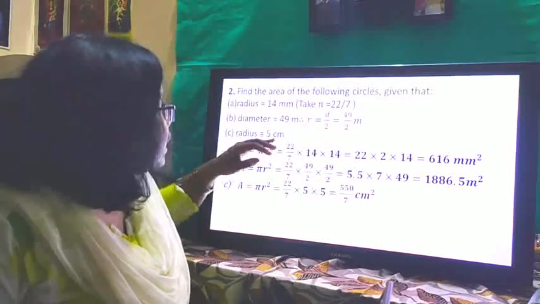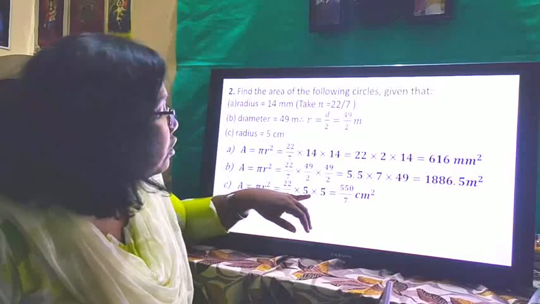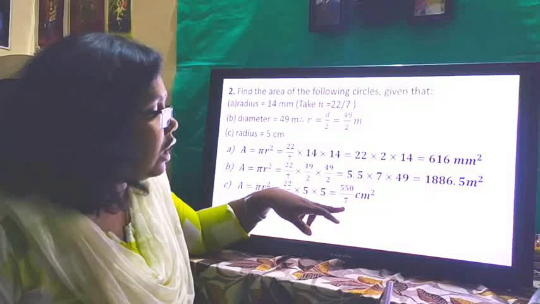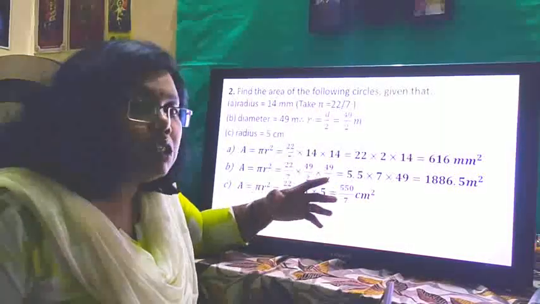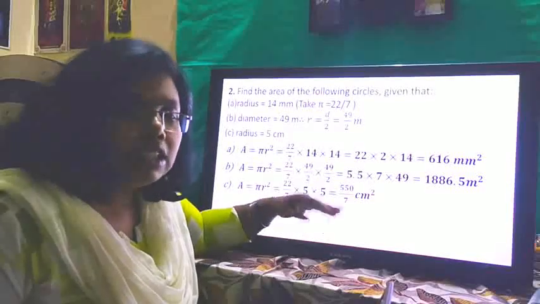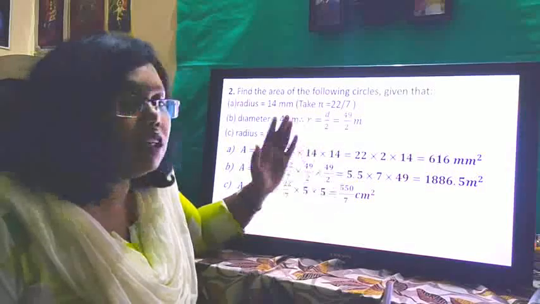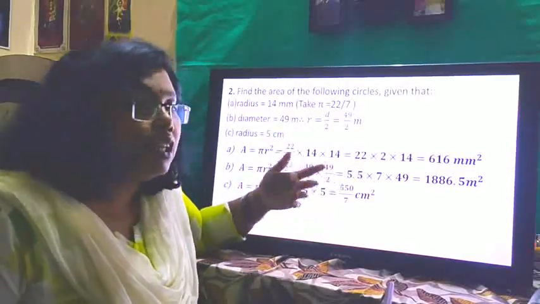Here radius is 5 centimeters. A equals to pi r square. So 22 into 5 into 5 over 7. So when you multiply all the numerators, you get 550 and divide upon 7 as it is, because 550 is not divisible by 7. So we leave it as it is, or else if you want, you could divide and write the answer in a mixed fraction, or if you want, you could also write it in decimal number.